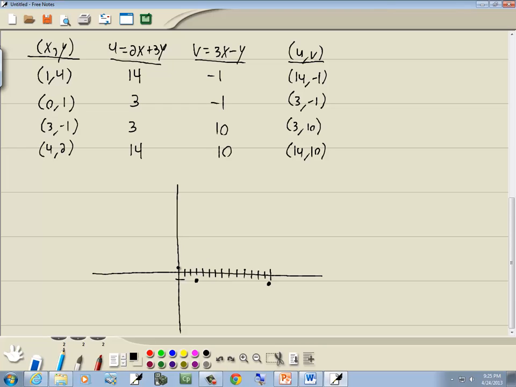3, 10. 1, 2, 3, 4, 5, 6, 7, 8, 9, 10. So 3, 10 would be right there. And then 14, 10 would be right there. And that's our transformed area.